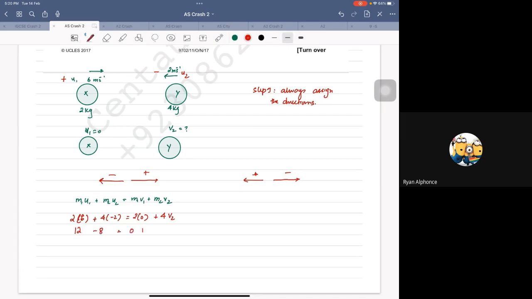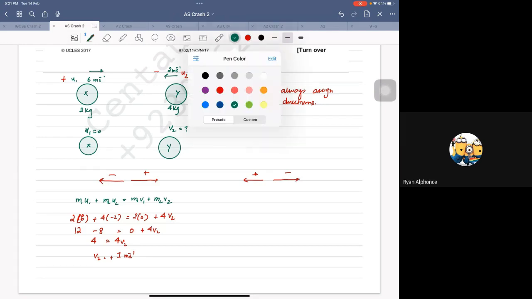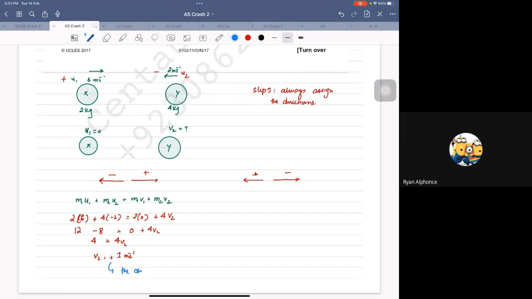Okay, so 2 times 6 will be 12, and this is going to be minus 8. This will be 0, this will be 4v2. So 12 minus 8 will be 4, and 4v2. So basically, the answer comes out as 1 meter per second. And the answer is positive, which basically means that the object moves to the right.